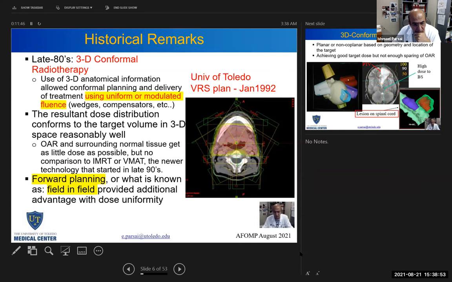Forward planning, or what is known as field in field planning, also was popular, particularly for the case of breast, where we could create a smaller field and take care of low dose spots or give better uniformity within the field as it was needed.